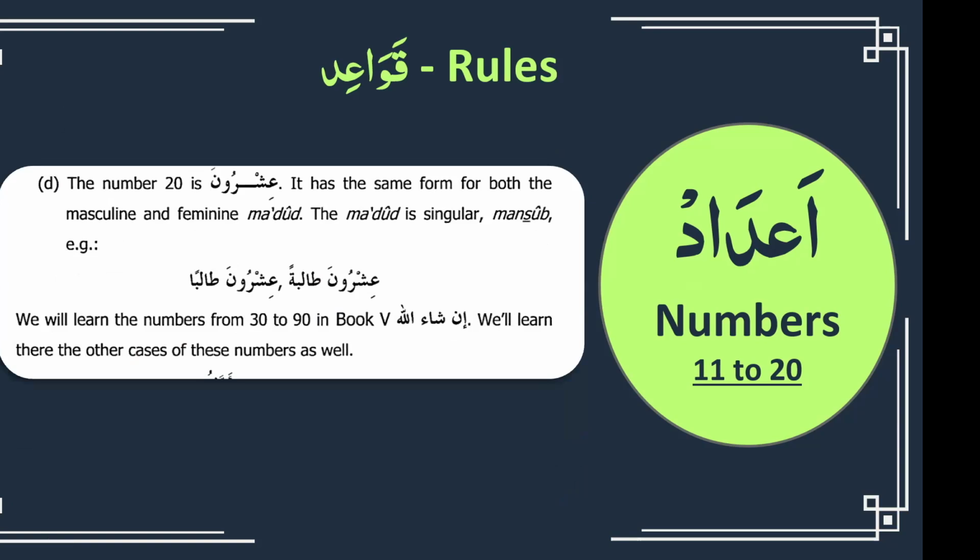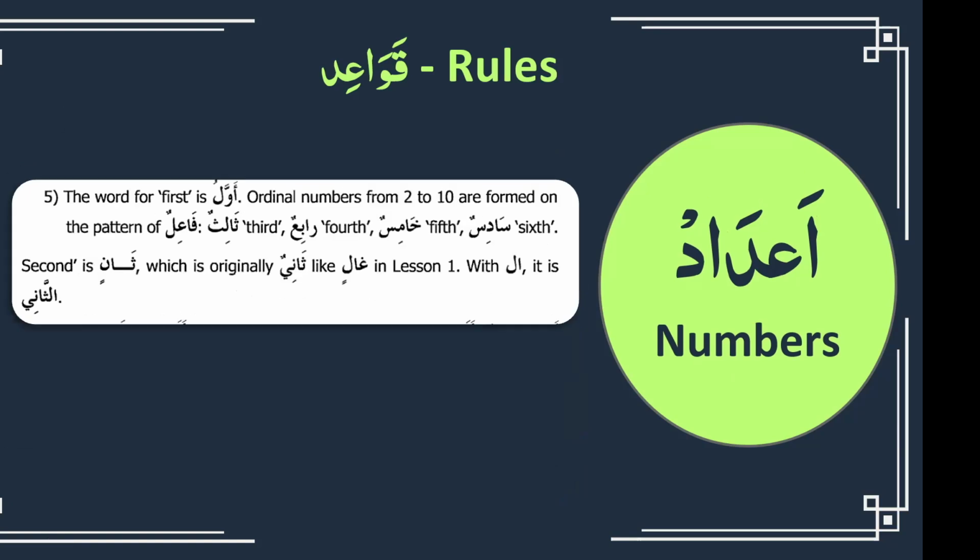And of course, the last rule is Ishrun. So Ishrun is 20. And then we also learned in the last lesson the ordinal numbers: Awwalun, Salithun, Rabiun, Khamisun, Sadisun, right? So we learned how to pronounce these. And the pattern of those will always be Fa'ilun. For example, Awwalun, Rabiun, Khamisun, Sadisun.